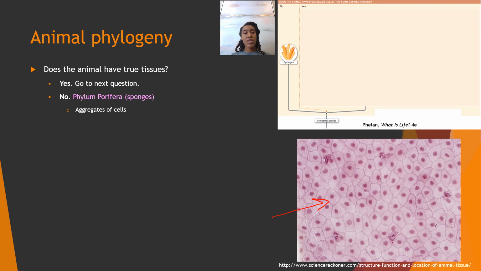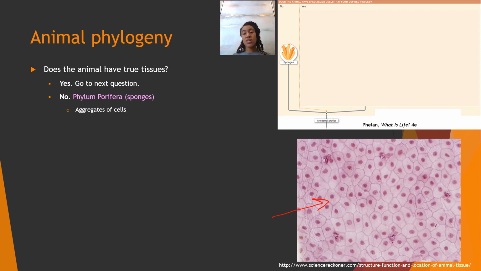And basically all those cells are interconnected and they work together to do a common function. And so most animals have true tissues, but there are some out there that do not. One phylum of animals that does not have true tissues is the sponges. This is Phylum Porifera. Instead of having true tissues, they just have an aggregate of cells that live together and work together, kind of, sort of, but they're more independent.